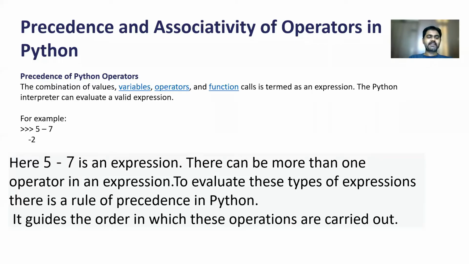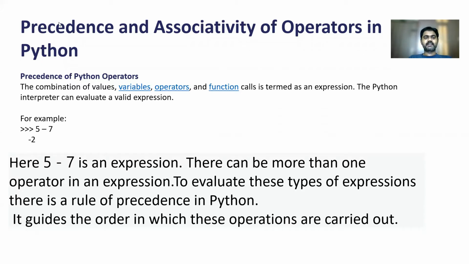Let's see. 5 minus 7 is generally a small expression. There can be more than one operator in an expression. To evaluate these types of expressions, there is a rule of precedence in Python. It guides the order in which these operations are carried out.